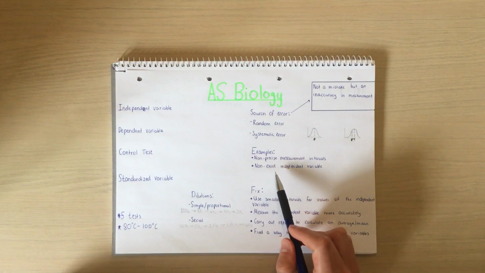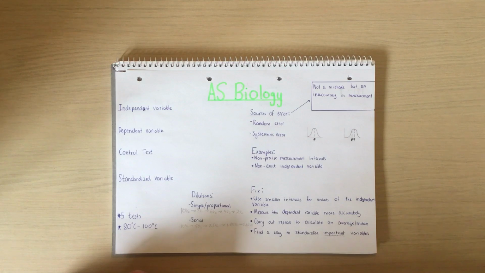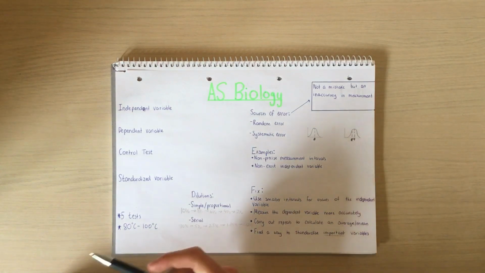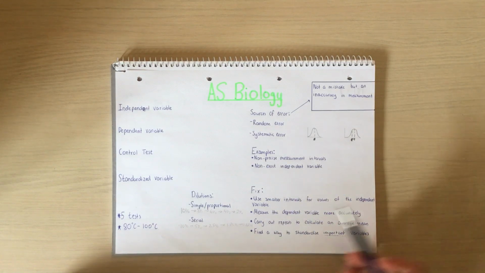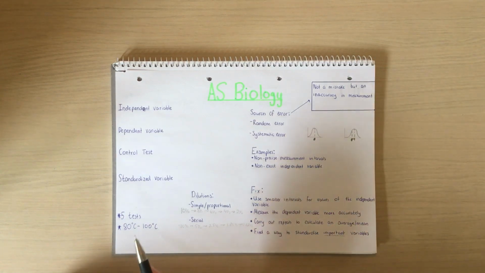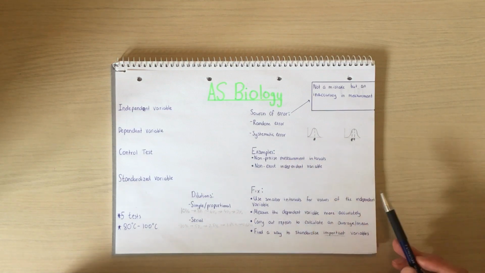Another example is a non-exact independent variable. So for example, if we are trying to measure the effect of changing the temperature on enzyme activity, and we have temperatures listed 10 degrees, 20 degrees, 30 degrees, 40 degrees, and 50 degrees, but when we're actually testing, we have 12 degrees, we have 24 degrees, we have 28 degrees, 43 degrees, etc. Those are non-exact independent variables, and that's going to give us invalid data.